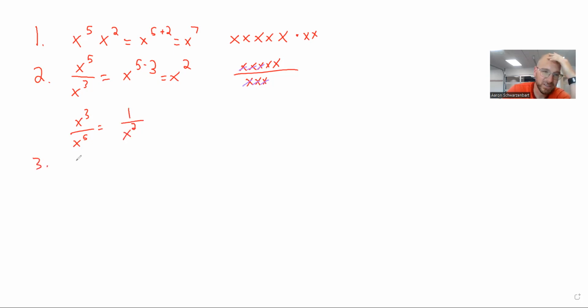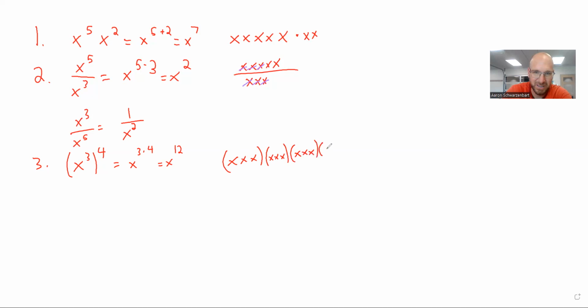Rule number 3 is what we call power to a power, x to the 3rd to the 4th. When I do this, I multiply my exponents, giving me x to the 12th. Again, x to the 3rd is x times x times x. To the 4th power means I'm taking that whole thing 4 times. This is 3, this is 4. That's x to the 12th.